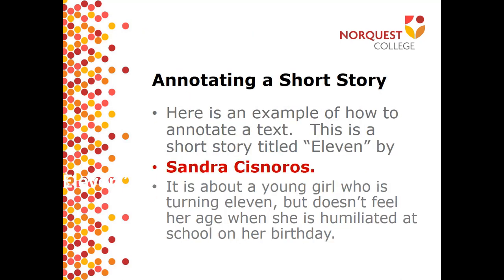Here's an example of how to annotate a text. This is a short story titled "Eleven" by Sandra Cisneros. It's about a young girl who is turning 11 but doesn't feel her age when she is humiliated at school on her birthday.